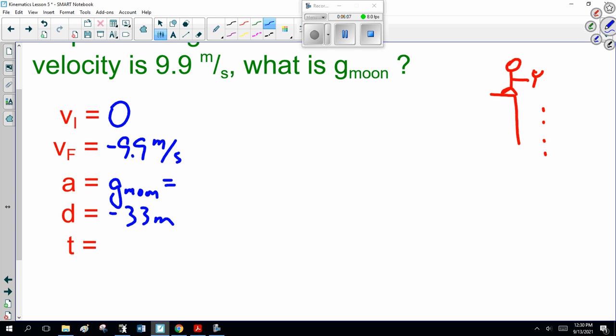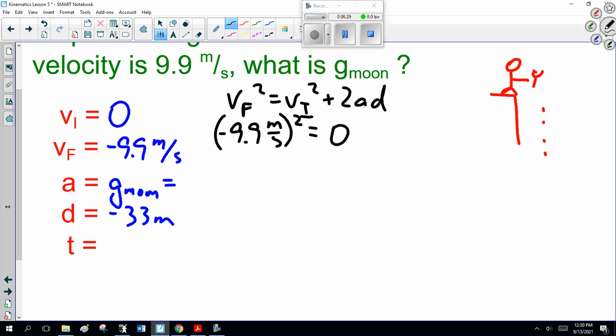We don't know the time. So we have to solve for acceleration, and we don't have time, and, poopy, it's that equation again. I'm going to have to rewrite these notes. Times a, sorry, times minus 33 meters.